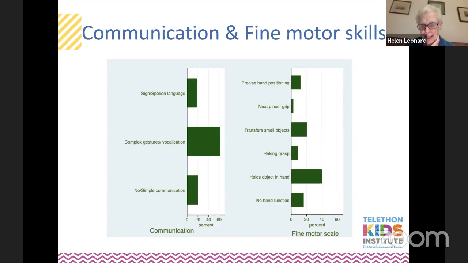So as I have said, there's considerable variation in the skills and level of function of children with CDKL5. If you look at the communication here, you can see up to about 20% might either be able to sign or use spoken language. And the equivalent percentage really have very little communication at all. And the remainder are in the middle.